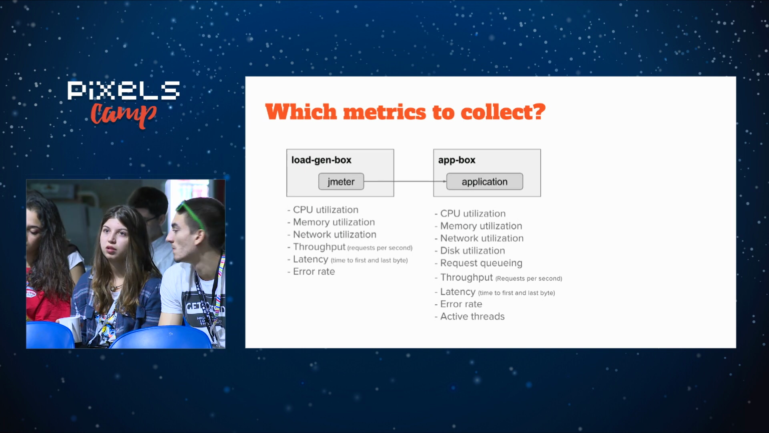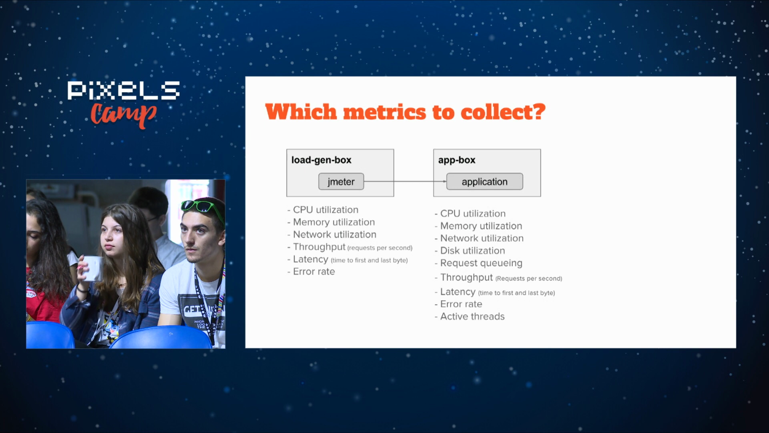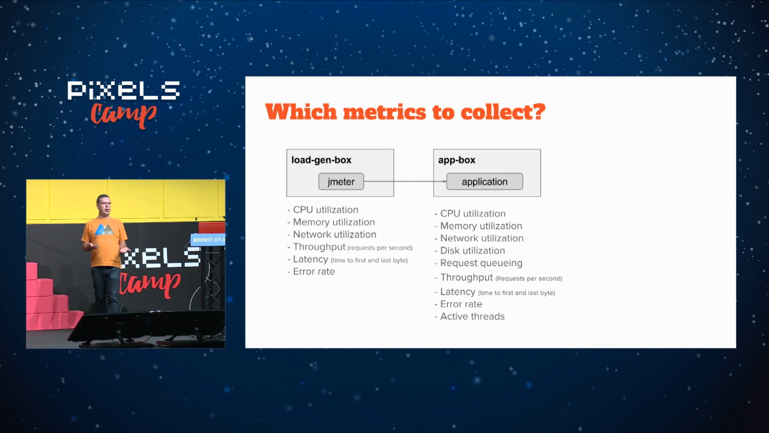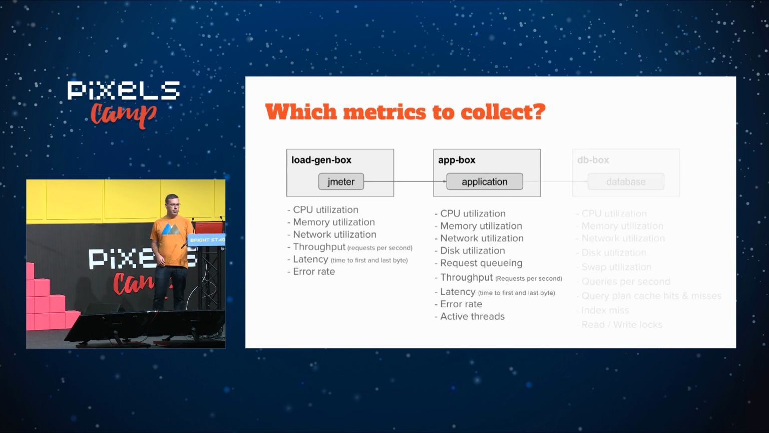Then again, we are interested in throughput, latency, error rates, and active threads. Most web servers use threads, so it's important to keep an eye on our thread pool. How many threads is the web server configured to use? How many of them are active, waiting for I/O? So we want to keep an eye on the state of the threads to see what's going on.